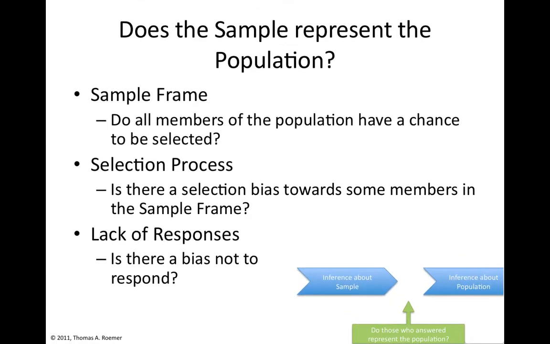Now, the second type of error deals with how we make inferences from the sample towards inferences about the population. In this case, we talk about first the sample frame, which means do all members of the population have a chance to be selected. Let's look at the phone poll that I participated in. The sample frame would be people with telephones. Certainly a huge part of the population, but not all members of the population have a chance to be selected.